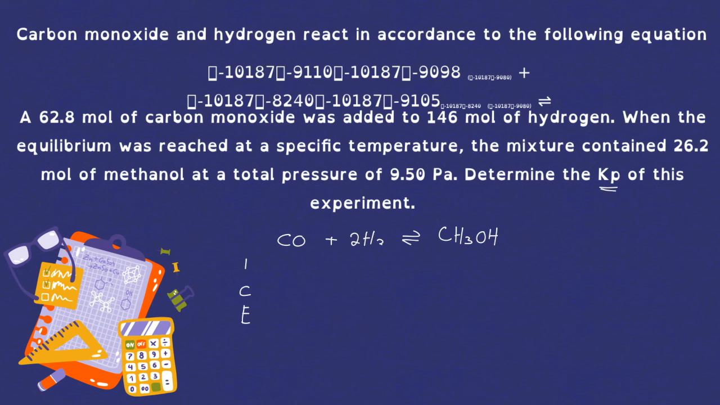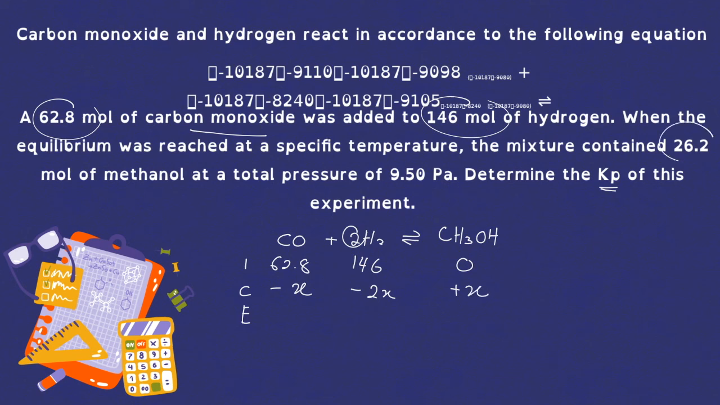So initially the number of mole of carbon monoxide is 62.8 and the number of mole of hydrogen is 146. At the beginning of the reaction, there's no methanol being formed, so here is 0. At change, we are going to do negative x, but here since we have 2, so negative 2x, and this one is positive x. If you read again, the question states here that the methanol at equilibrium is 26.2, means that your x is equivalent to 26.2.